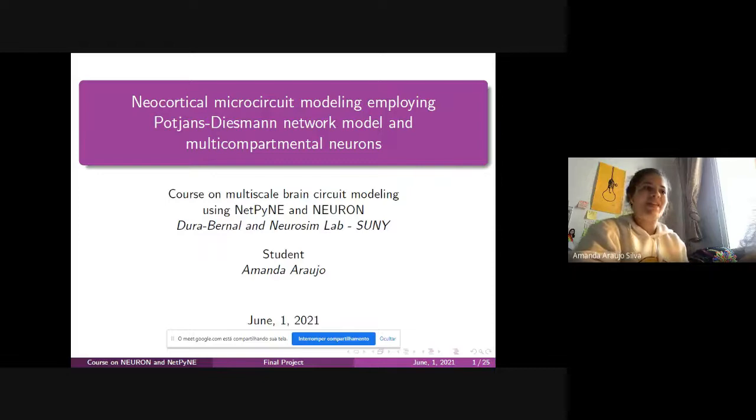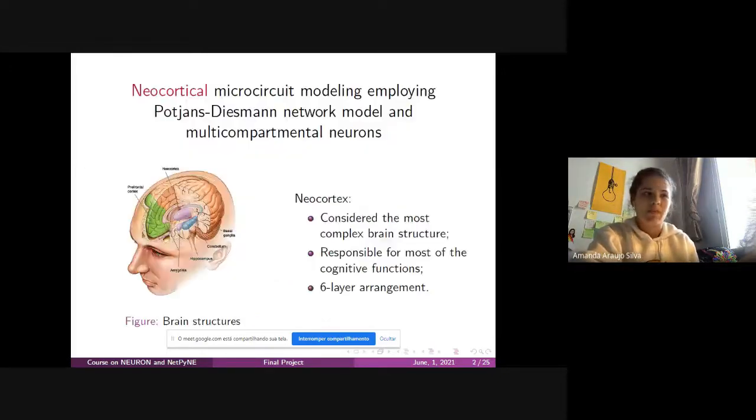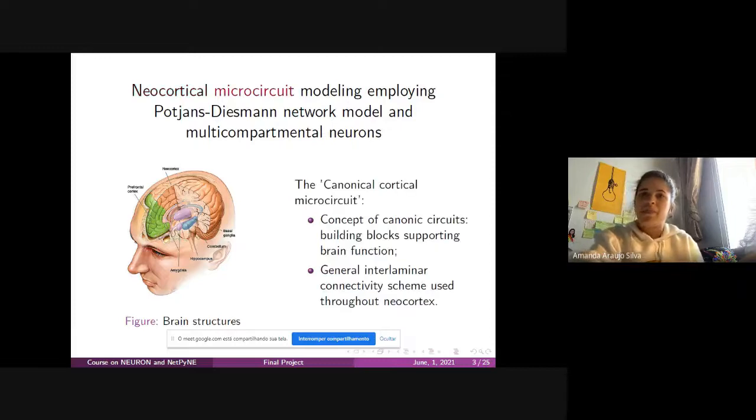My project is about neocortical microcircuit modeling employing the Potjans-Diesmann network model and multi-compartmental neurons. So, what does that mean? When we talk about neocortical, it means that the brain structure that I want to model is the neocortex. It is considered the most complex brain structure, and it's responsible for the most cognitive functions. It consists of a 6-layer arrangement.